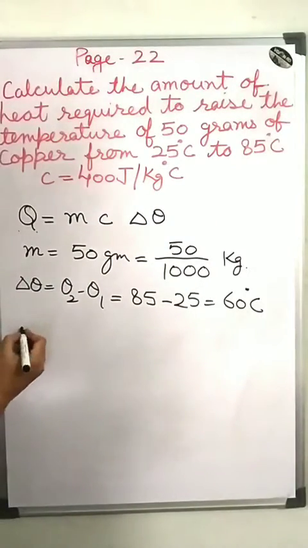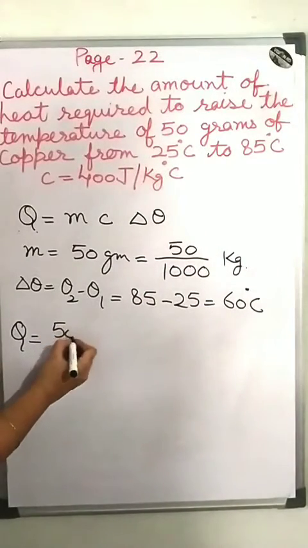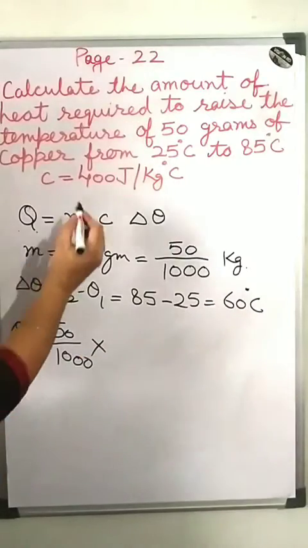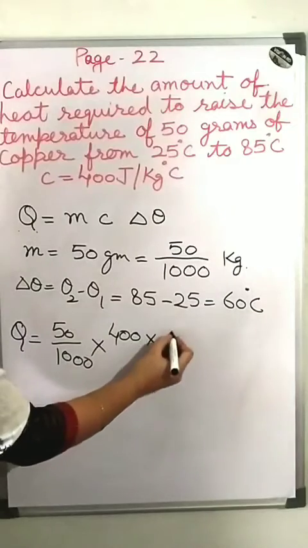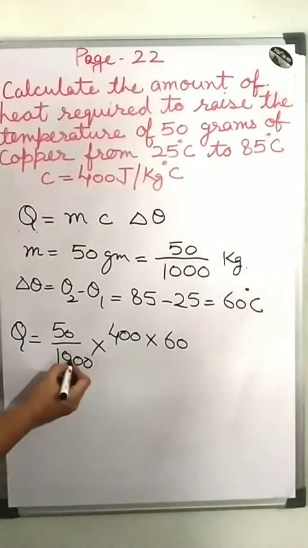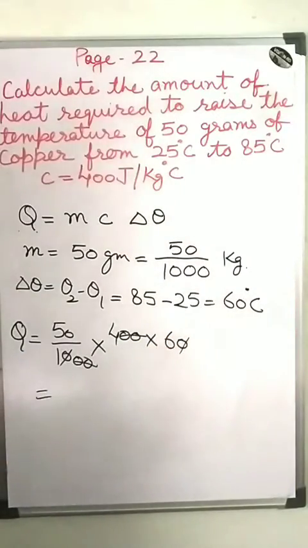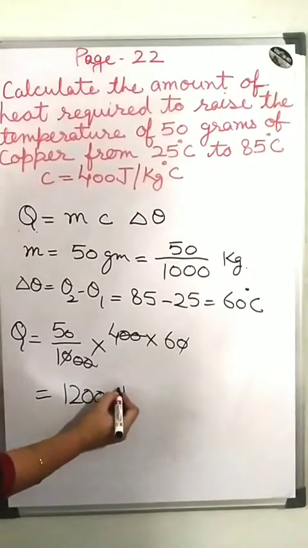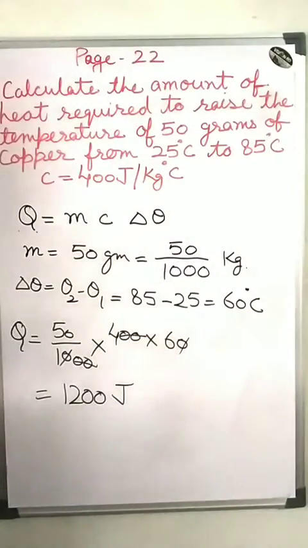So we use the formula. So Q is equal to, in place of m you write down 50 upon 1000, multiply c is equal to 400, multiply 60. Now solve this one. Just see this one, 250 and this one you can cut. So the answer is equivalent to 1200, and Q we have 1200 joule. So in this way you can calculate the answer of this question.